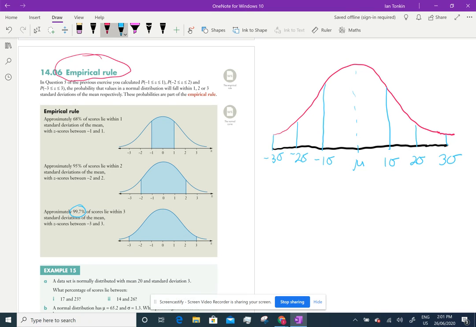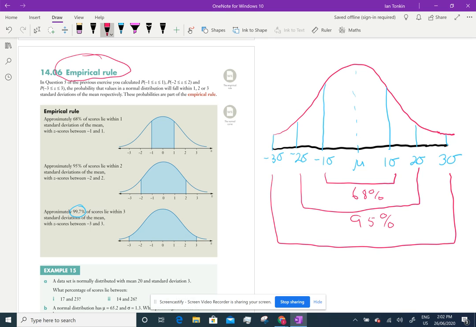So what have we got now? Well, within one standard deviation, 68%. It's approximately, it's not exactly. Two standard deviations, 95%. And three standard deviations contains 99.7%. I'm going to show you how that's calculated in a minute.